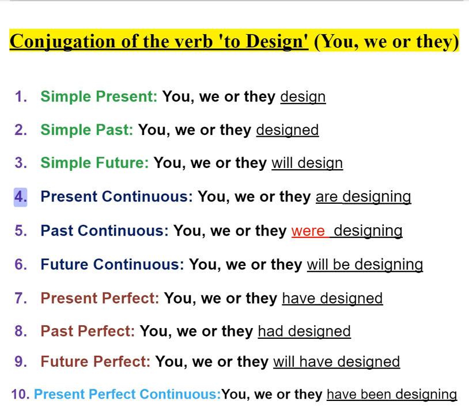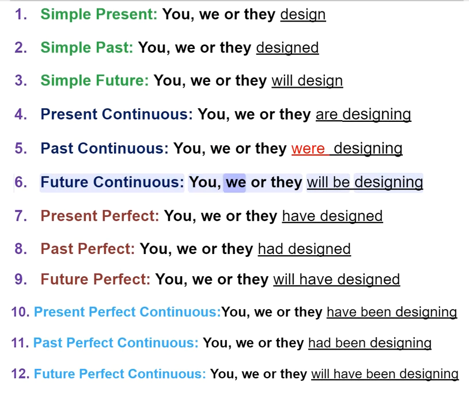4. Present continuous, you, we or they are designing. 5. Past continuous, you, we or they were designing. 6. Future continuous, you, we or they will be designing. 7. Present perfect, you, we or they have designed.